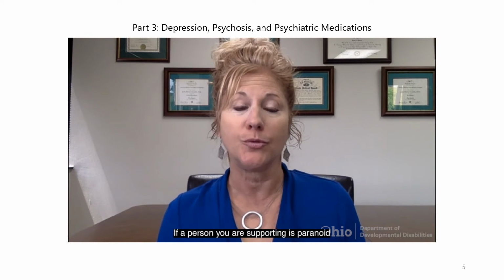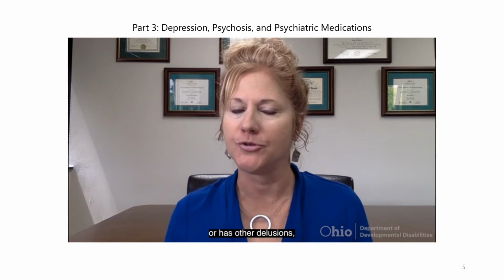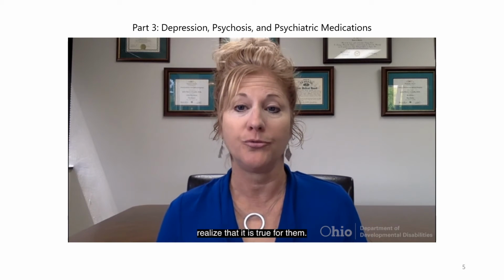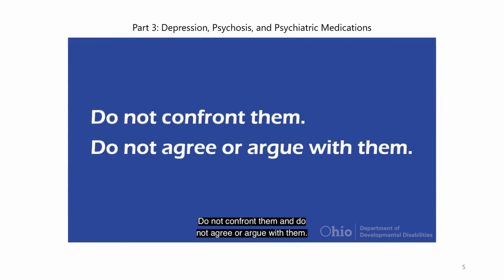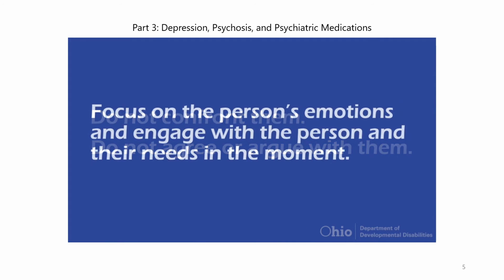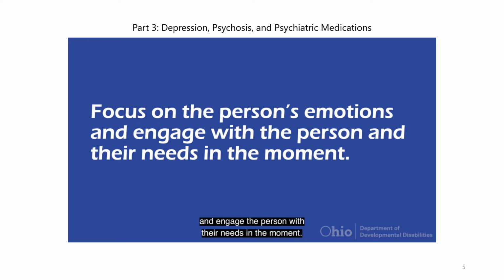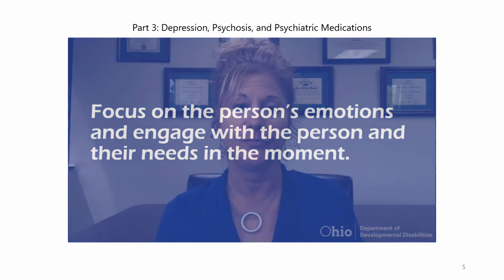If a person you're supporting is paranoid or has other delusions, realize that it is true for them. Do not confront them and do not agree or argue with them. Focus on the person's emotions and engage the person with their needs in the moment. For example, you could say, "It sounds very scary. How can I help you?"